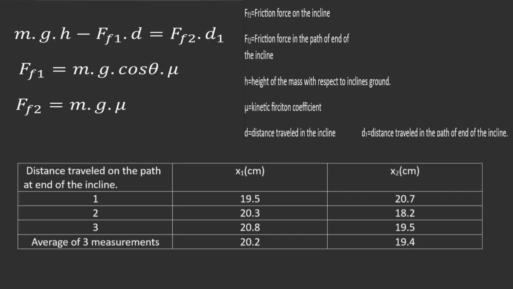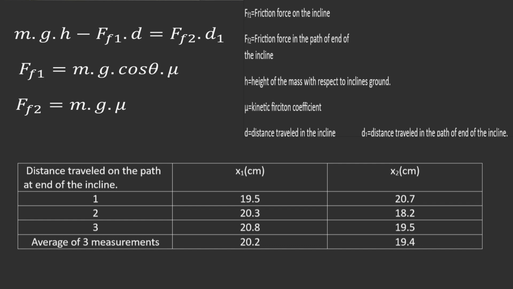And here you can see some footage of this experiment. Using the measured average distance, we apply the work energy principle to calculate the kinetic friction coefficients. The formula combines the potential energy of the mass at the top of the incline and the work done by the friction force to stop the mass.